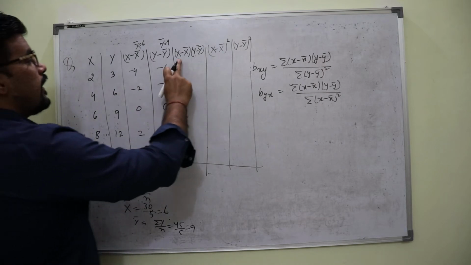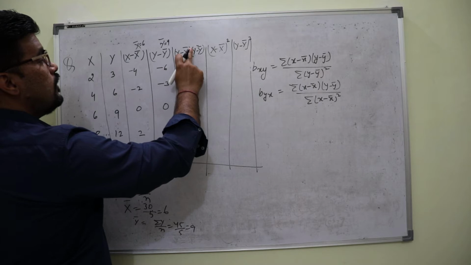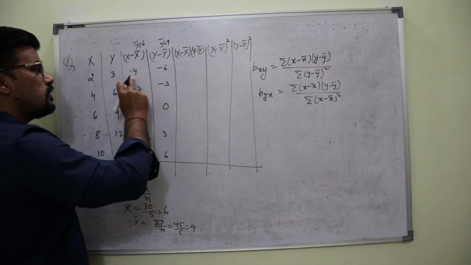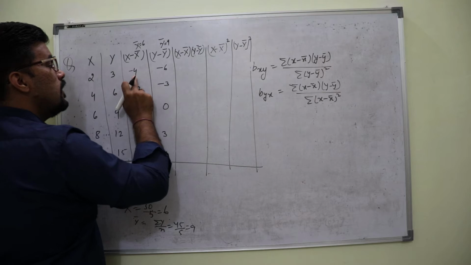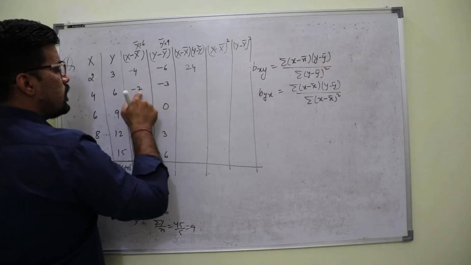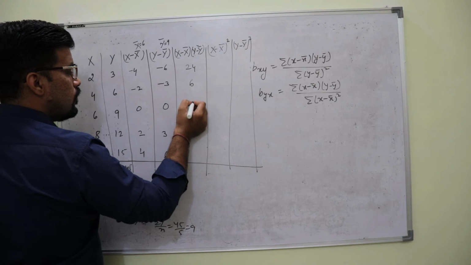Okay? Now x minus x bar into y minus y bar. Here is x minus x bar, here is y minus y bar. So just multiply them. Minus 4 into minus 6 is 24, and minus into minus is positive. Minus 2 into minus 3 is 6. 0 into 0 is 0.